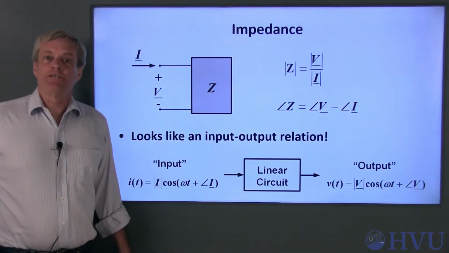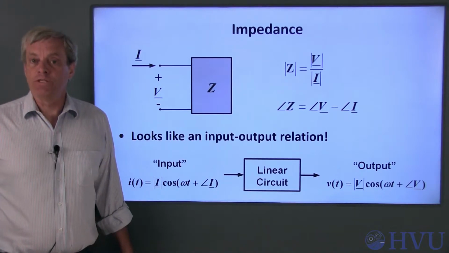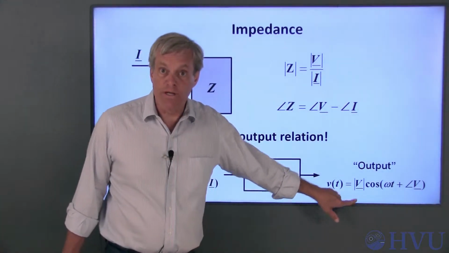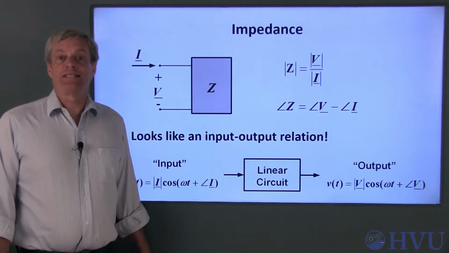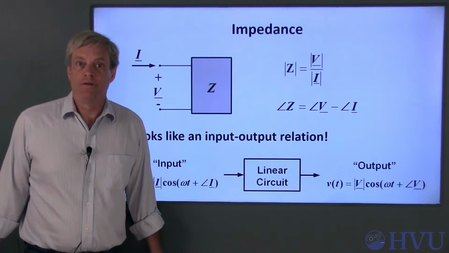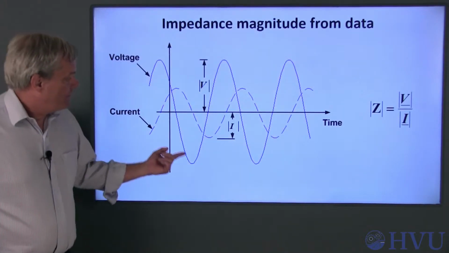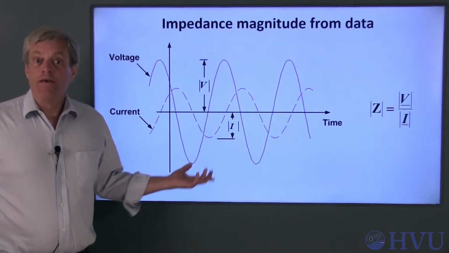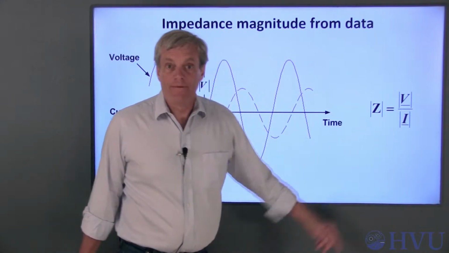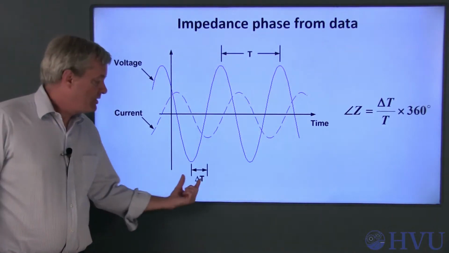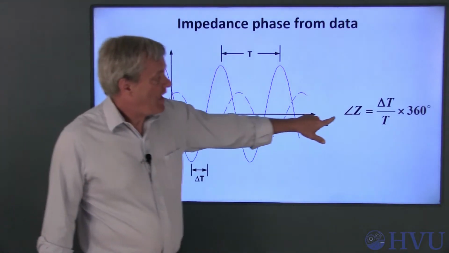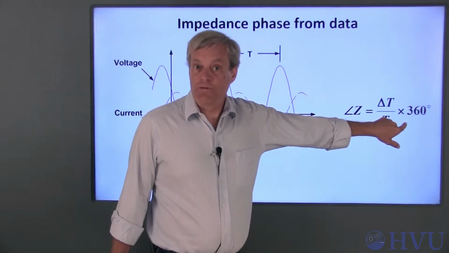These are the same calculations we were performing for an arbitrary definition of inputs and outputs. If we consider the current to be our input and the voltage to be our output, the process of measuring impedance is the same as the process of determining the gain and phase difference between an input and an output. So if this is a voltage sinusoid and this is the corresponding current, the impedance magnitude is just the ratio of the magnitude of the voltage to the magnitude of the current. Similarly, if the time delay between the two is delta t and the period of both waveforms is capital T, the impedance phase is delta t over capital T times 360 degrees.